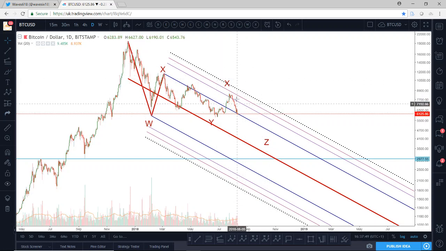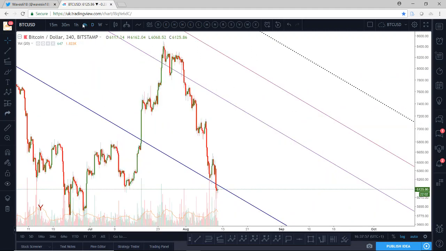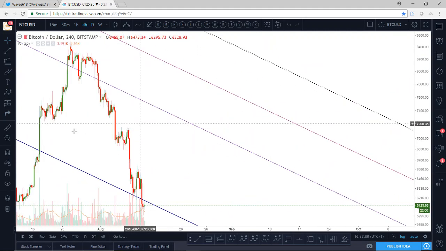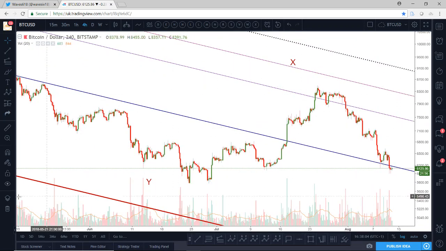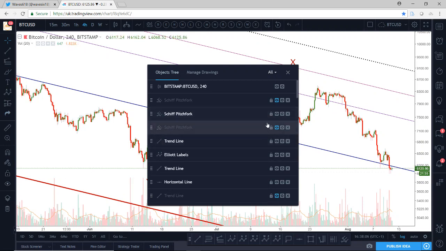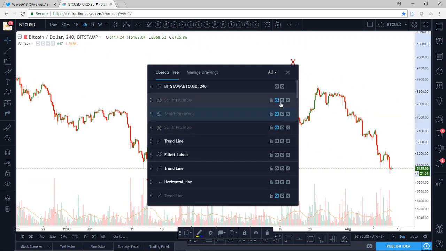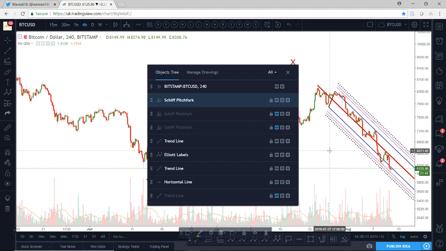Okay, so we're just going to focus now a bit more on what's happening here, because as I say, I expect price to come down to a minimum of 4,300. So let's focus on that. So let's go on our 4 hourly. And in fact, let's take off that pitchfork. And now we can look at this pitchfork.